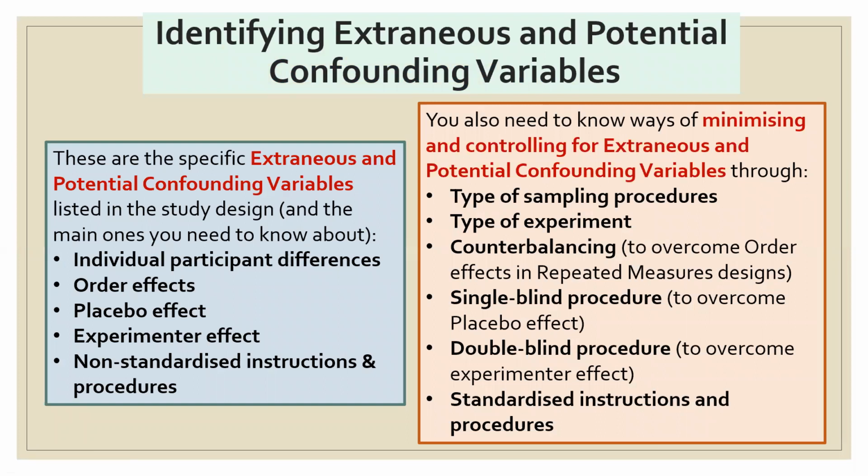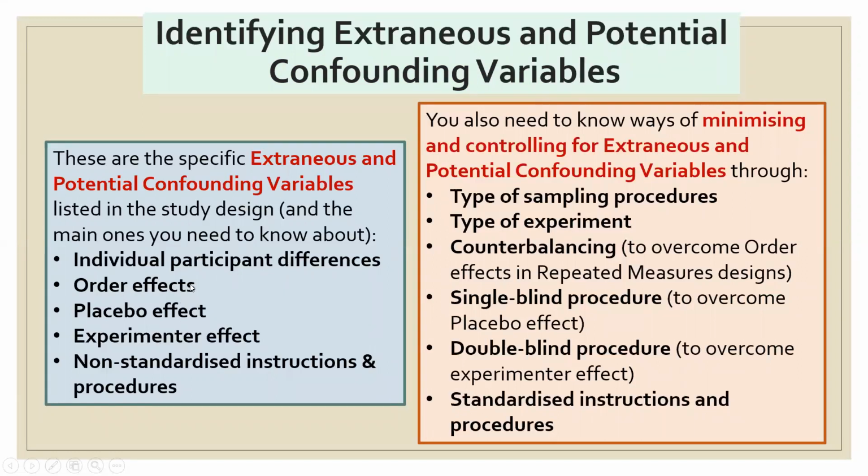So obviously, there are a lot of different variables we can look at, but according to our study design, we only need to know about the following potential confounding variables. So individual participant differences, that's referring to individual differences in participants' personalities or characteristics. Like how I was telling you guys, some children may be more naturally hyperactive than others. Okay, that's an individual participant difference because it depends on the individual.